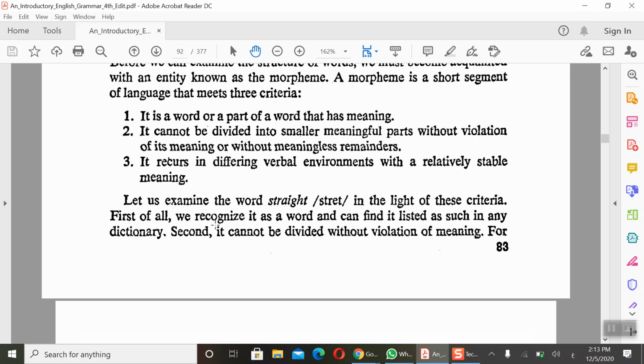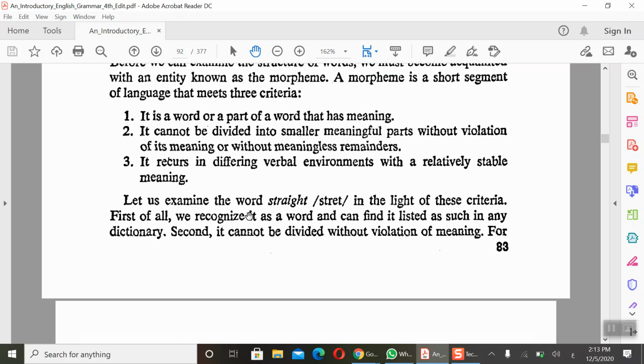And see, what is the origin of this word? Because this word has many additions. For example, transform, transformation, transformationalist. You see here, transformationalists. How many words do we have? So what is the origin? The root, الأصل, transformation. Then we have added what? Transformational, transformationalist. You see? So here it recurs in different verbal environments with relatively stable meaning.